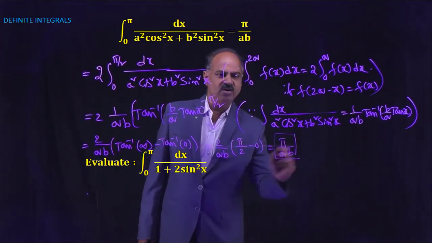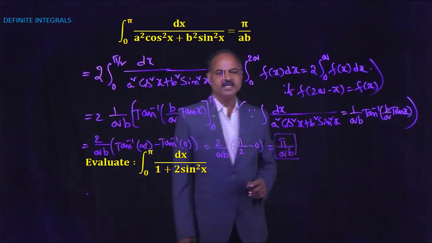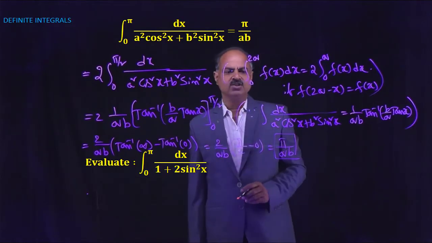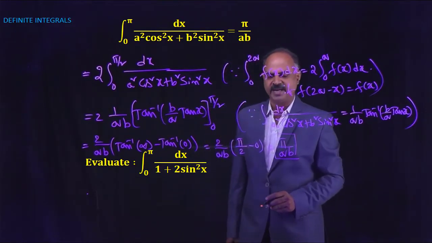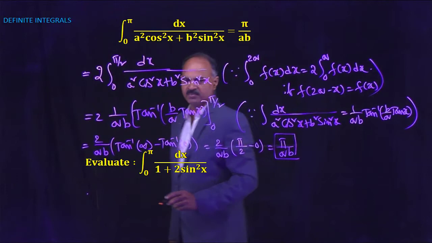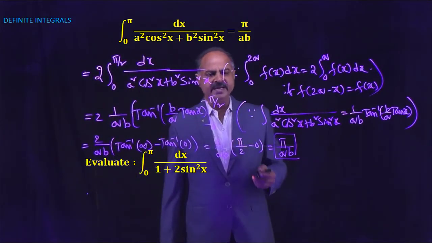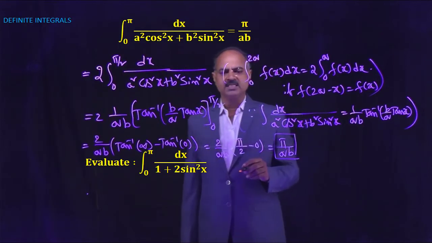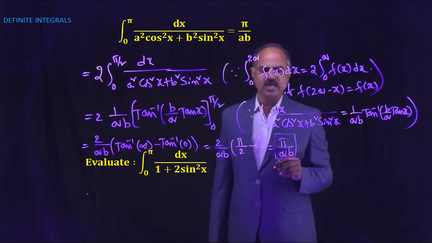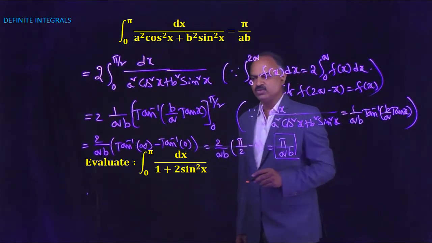So therefore integral 0 to pi dx by a square cos square x plus b square sin square x equal to pi by ab. Suppose for example integral 0 to pi dx by 1 plus 2 sine square x.